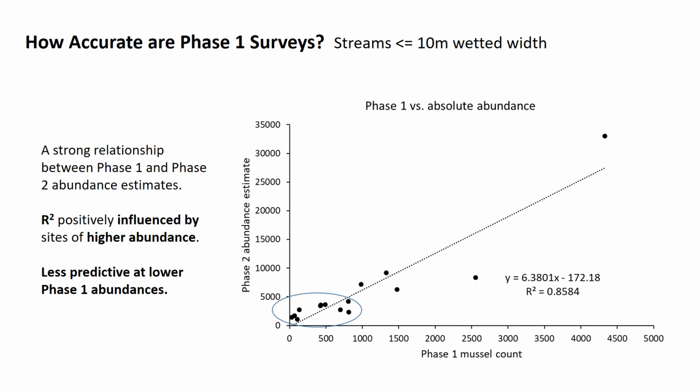All right, so how accurate are the phase 1 surveys? Now we're talking about phase 1 surveys that were conducted in streams with less than a 10-meter width. And what you'll see is that we've got a pretty good relationship. We have an R squared here of about 0.86. R squared was influenced by the very high abundance point that we have there, that's over 4,500 mussels.